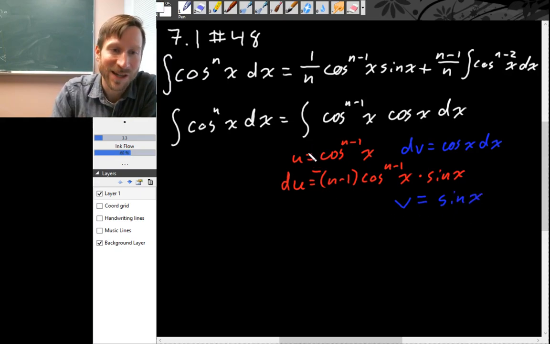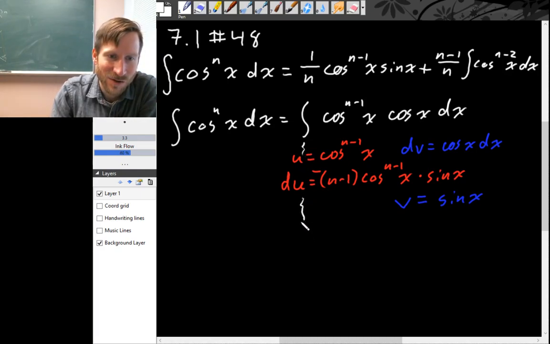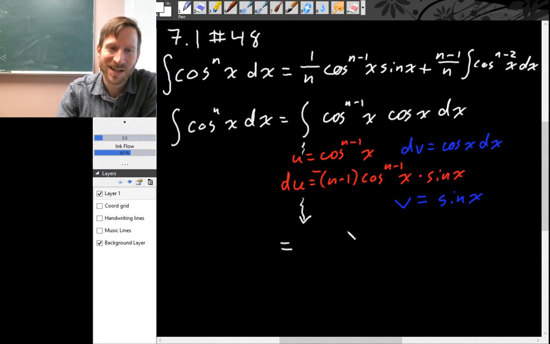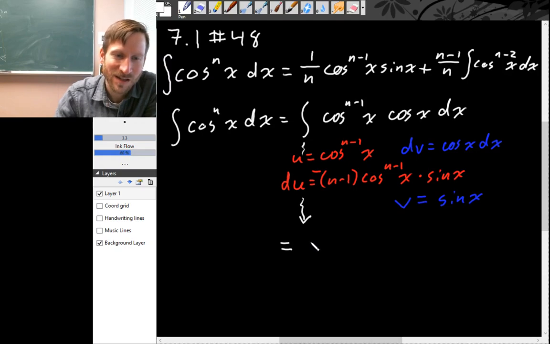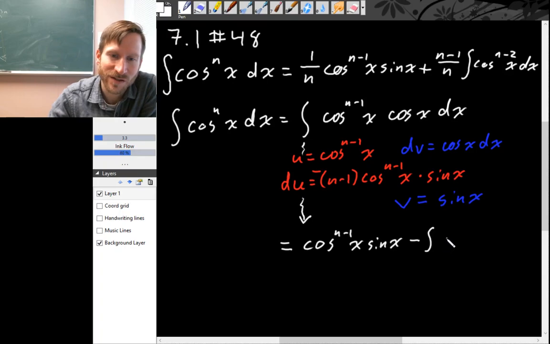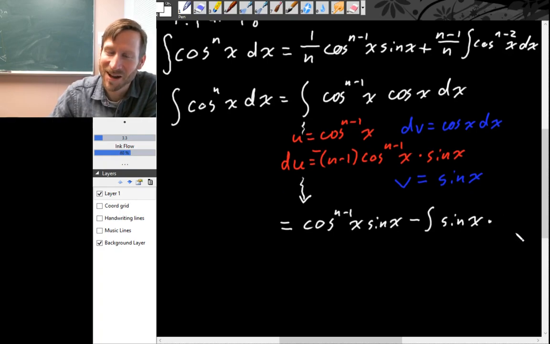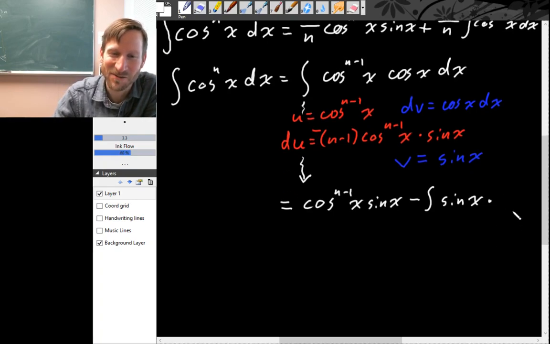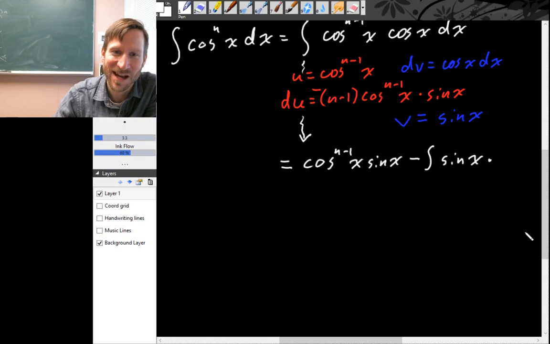Okay, so now we can use integration by parts to rewrite this integral, and it's going to turn into a proper mess, of course. So u times v is going to be cosine to the n minus first of x times sine of x, minus the integral of v du, so v is sine x, times, all of the lines in this calculation are going to be long, so I'm going to have to split each step of the calculation across a line, so I apologize for that.